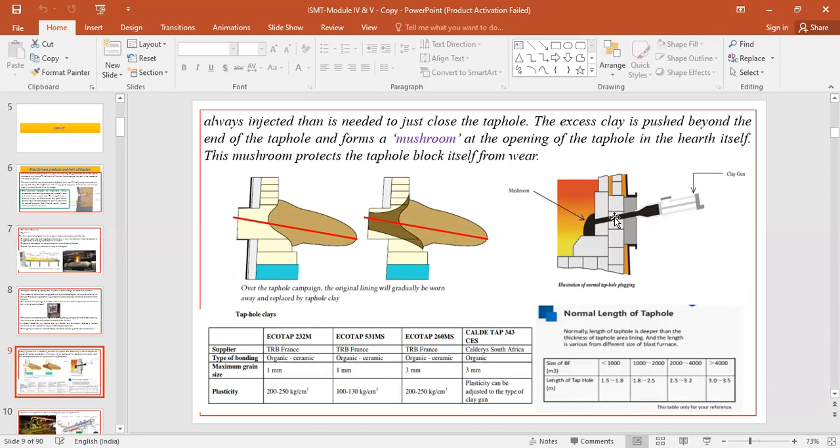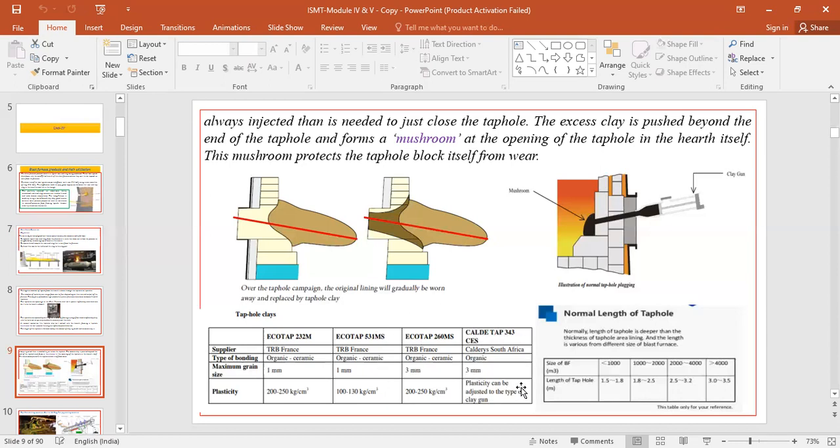And this mushroom part basically will protect the tap hole from wear. You can also see the different kinds of tap hole clays from different companies and suppliers. These are some of the names of the tap hole clays: EcoTap 232M, EcoTap 531 M, EcoTap 260 M. These are some of the tap hole clays.